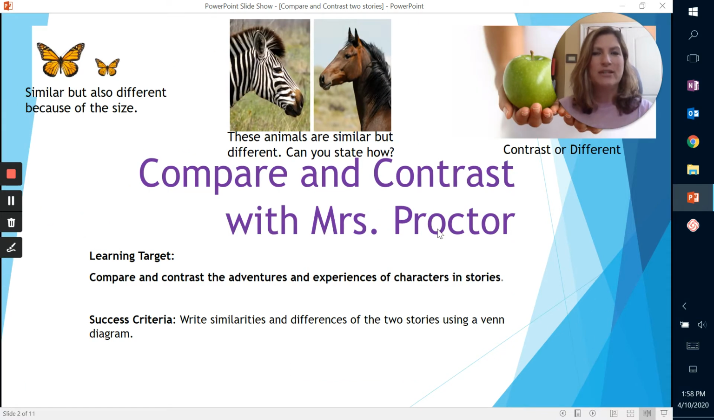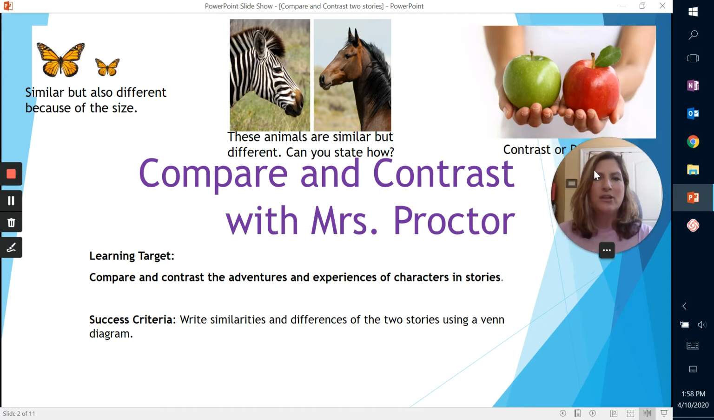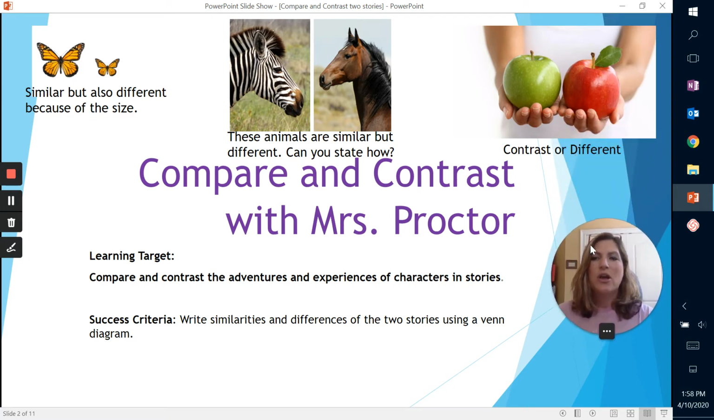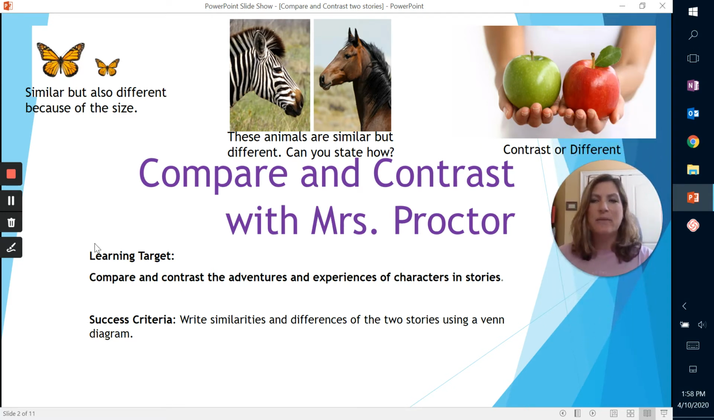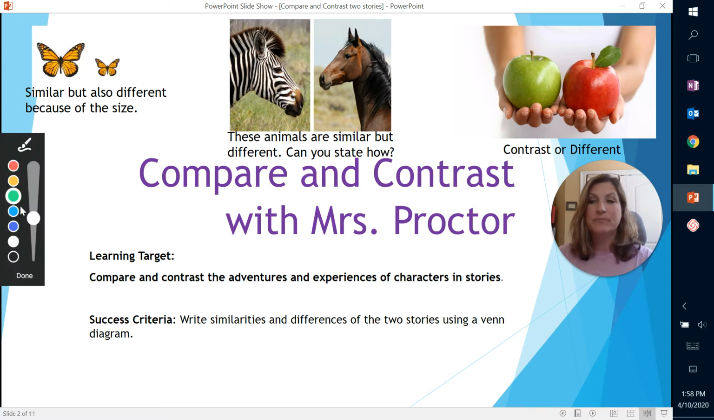We're going to move on to the lesson, compare and contrast with Mrs. Proctor. The learning target today is to compare and contrast the adventures and experiences of characters in a story. Our success criteria, let me show you where I'm looking at right here, is to write similarities and differences of two stories using a Venn diagram.